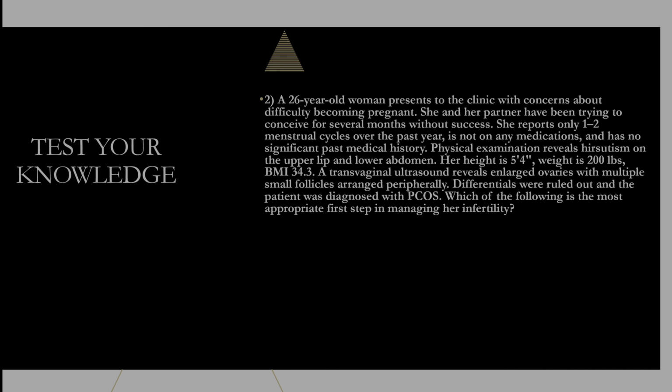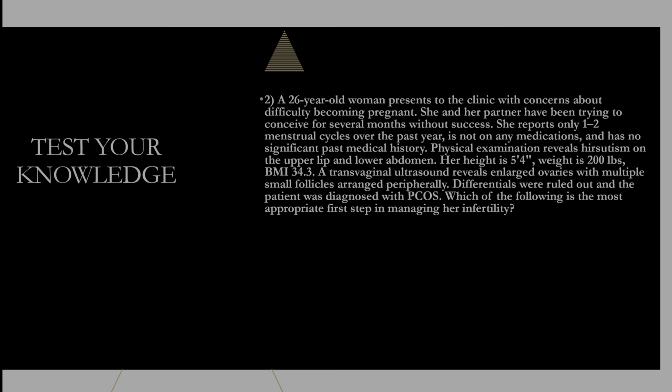Question 2. A 26-year-old woman presents to the clinic with concerns about difficulty becoming pregnant. She and her partner have been trying to conceive for several months without success. She reports only 1 to 2 menstrual cycles over the past year, is not on any medications, and has no significant past medical history. Physical examination reveals hirsutism on the upper lip and lower abdomen. Her height is 5'4", weight is 200 pounds, BMI 34.3.